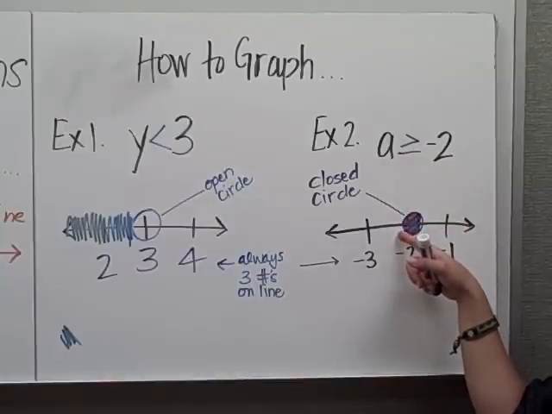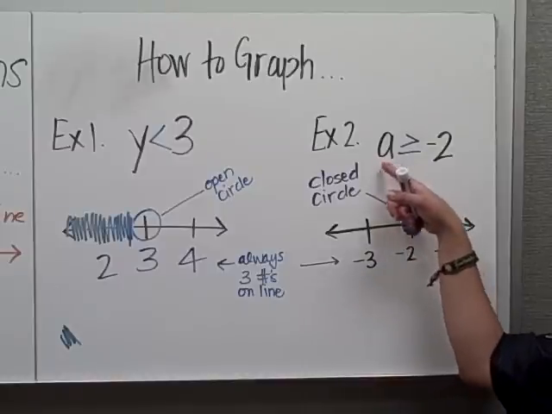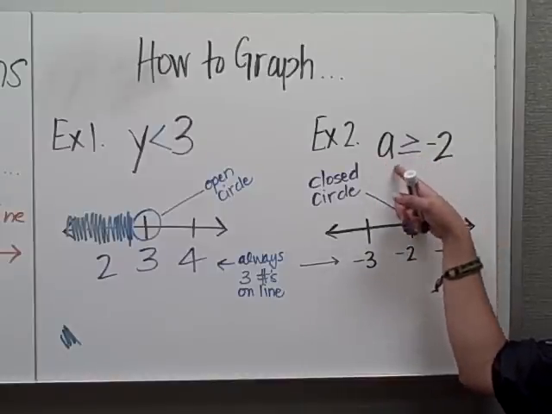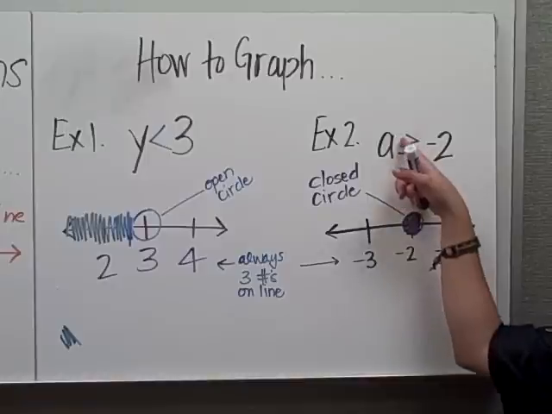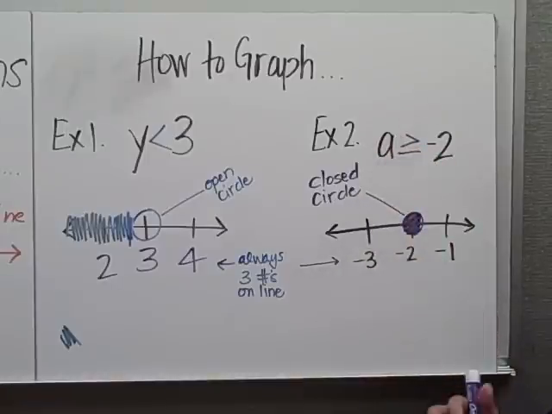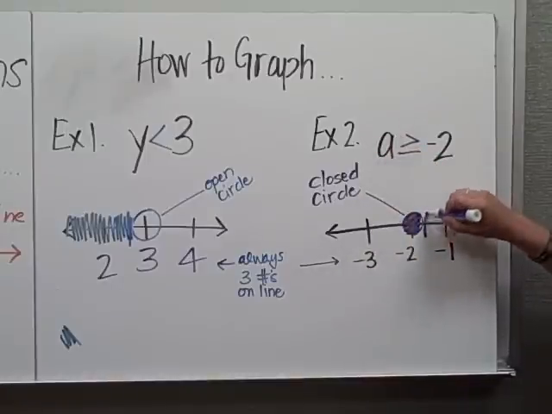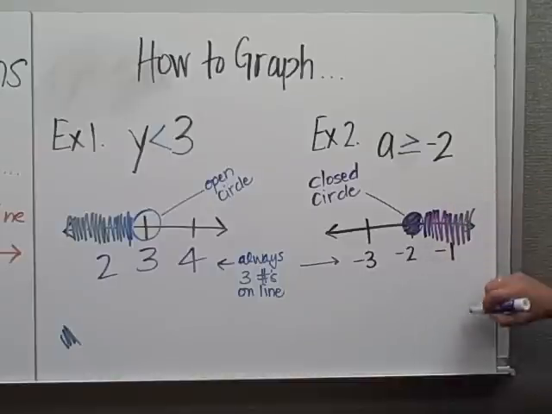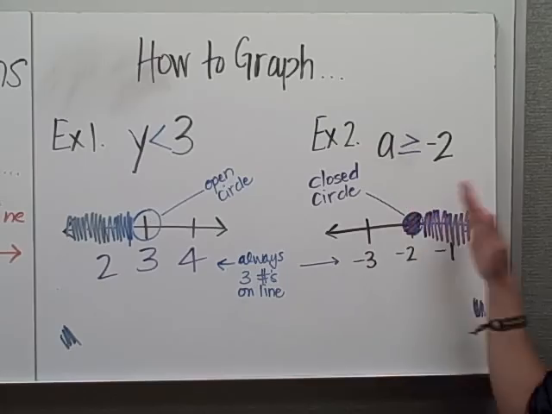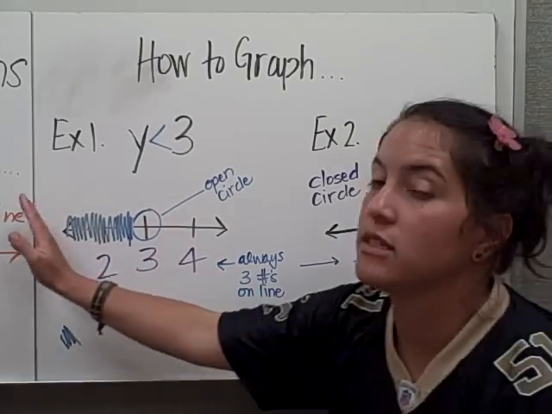And now we have to figure out which way to shade. A is greater than or equal to -2. A is next to the mouth, so that means A is greater. So we need to shade towards the bigger numbers, which is going to be to the right, towards the positive numbers. The right is always bigger, the left is always smaller.